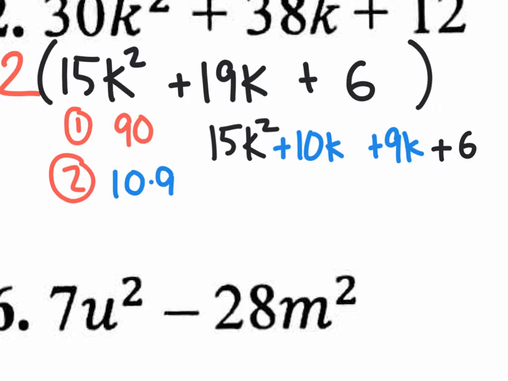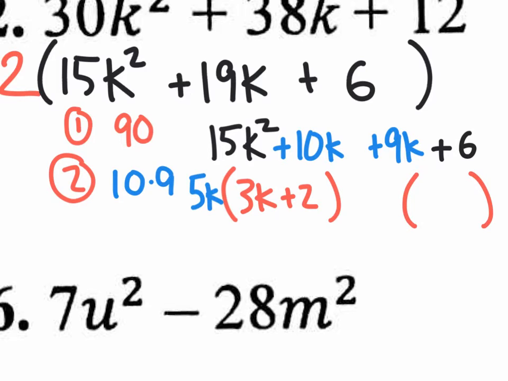So we are going to be factoring by grouping. What could I pull out of the first group? 5k. If I pull out a 5k from there, what's going to be left? 3k plus 2 is correct. Okay, in the second group, what could I pull out of the second group over here? That would be a positive 3 that you could pull out of there. What would be left? Again, a 3k plus 2.